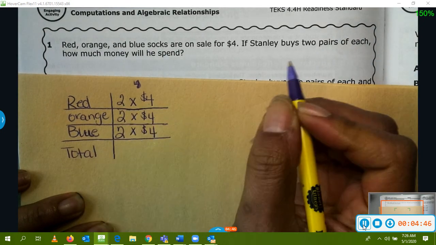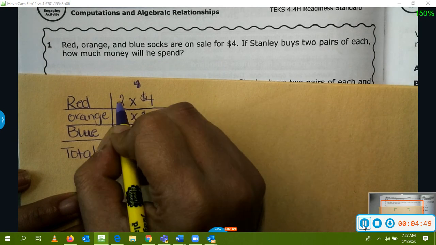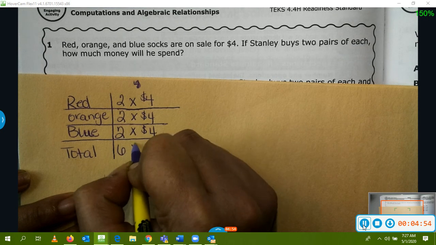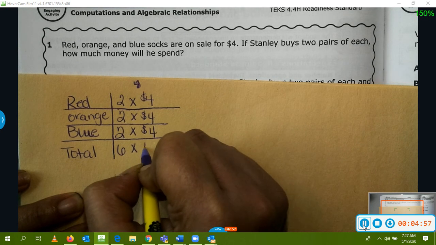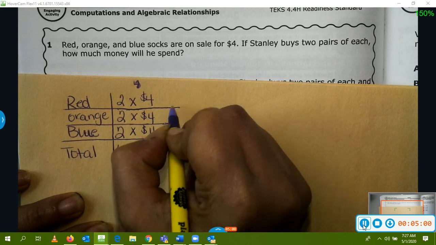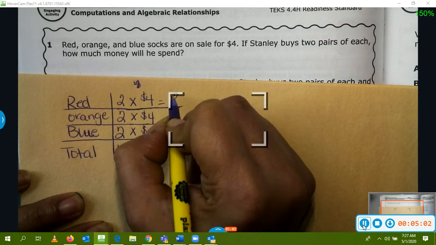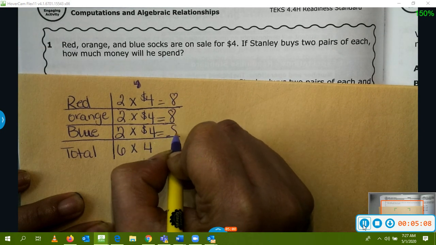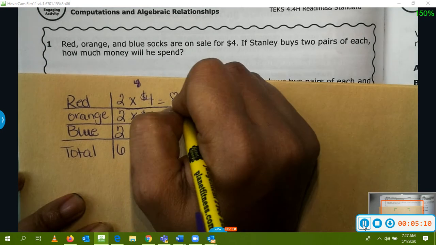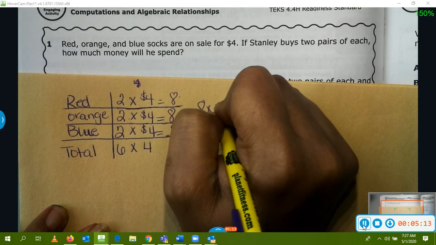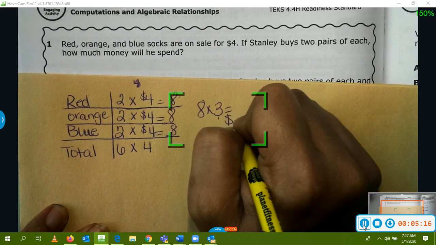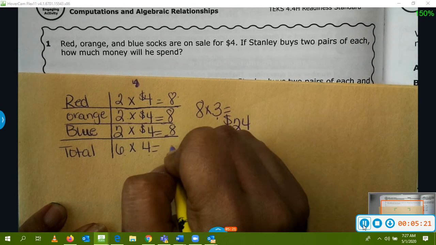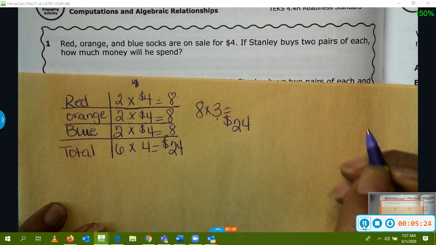So, total. He had 2, 4, 6. 6 times 4. So let's find out. 2 times 4 is 8. 2 times 4 is 8. 2 times 4 is 8. So 8 times 3 equals $24. Right? Now, what is 6 times 4? 24. $24.